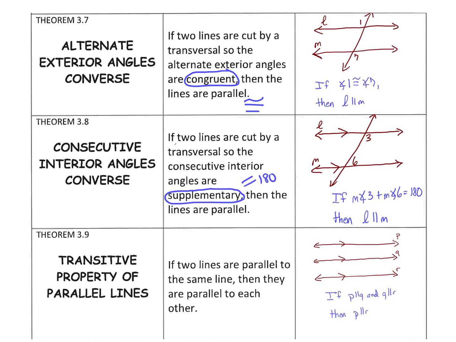All right, the transitive property of parallel lines, that's one that's completely new to us, this bottom one. What it says is if two lines are parallel to the same line, then they are parallel to each other. Okay. So for example, if line P up here at the top and Q are parallel, and Q and R are parallel, then P and R are parallel. Basically, that's just saying if this top one and the middle one are parallel and the middle one and the bottom one are parallel, then the top one and the bottom one are parallel. Pretty basic.